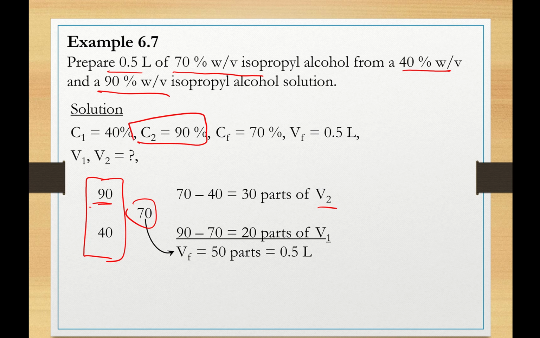Okay, so this is my solution 2, by subtracting 70 minus 40. So that would be 30 parts of V2. Parts of V1 is calculated by subtracting 90 minus 70. That's 20 parts of V1, okay? The idea here is to disregard the units and just make sure that your number here is positive. Now, 30 plus 20 is 50 parts, and that's the parts of the final volume, which is 0.5 liters.